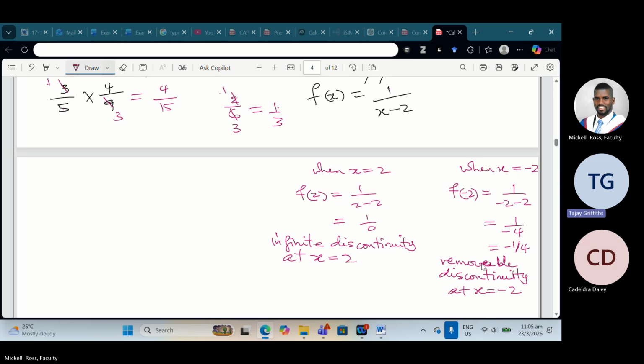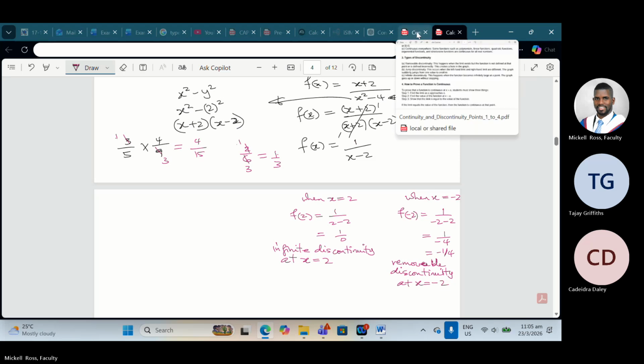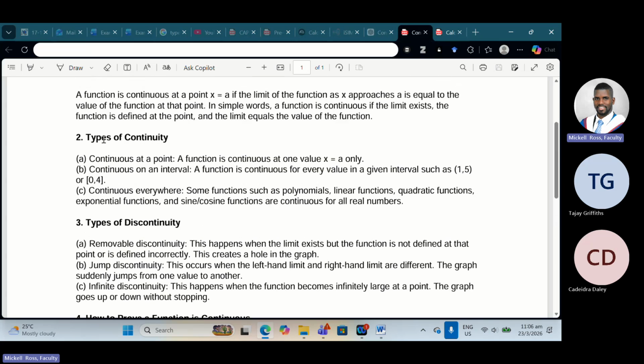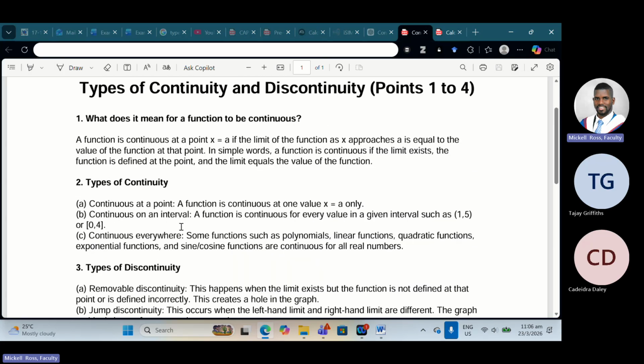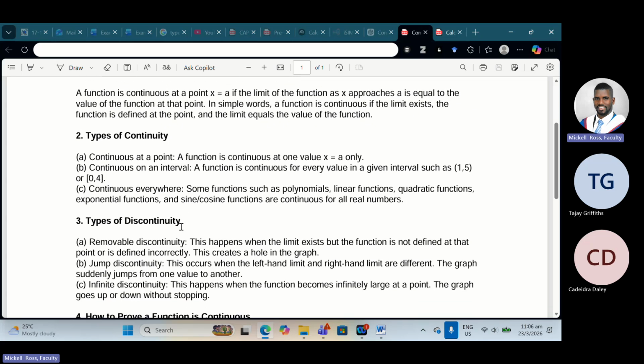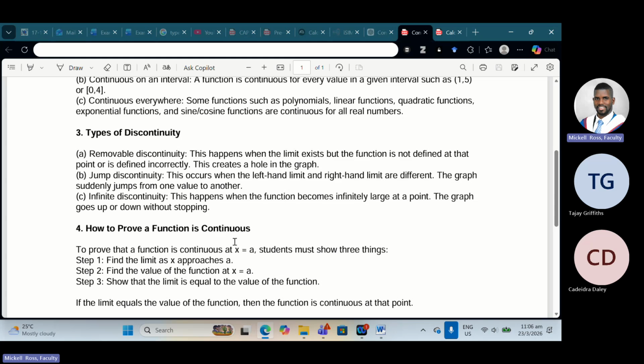So with the topic of continuity and discontinuity, there are different types of them. When we look at the types of continuity, this was the earlier part of the lesson. So the notes that were given on the types of continuity and the types of discontinuity. This part is what we looked at first: what it means for a function to be continuous, types of continuity, types of discontinuity, and how to prove that a function is continuous.